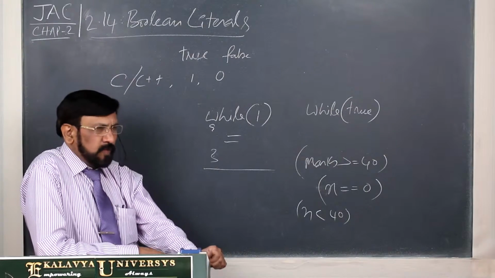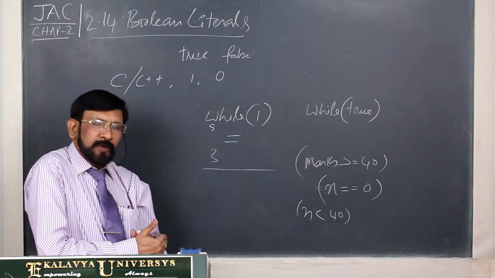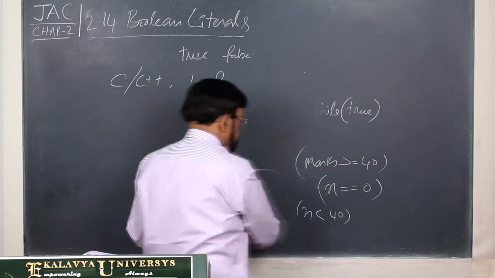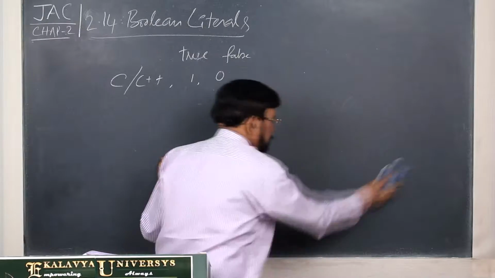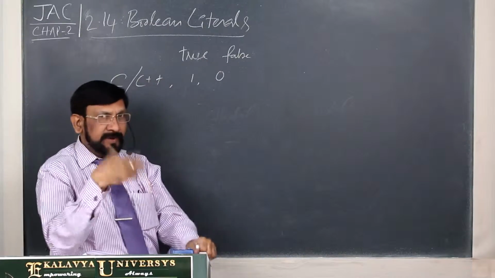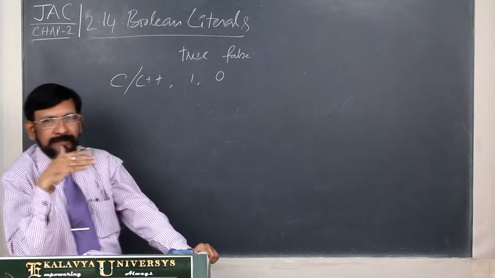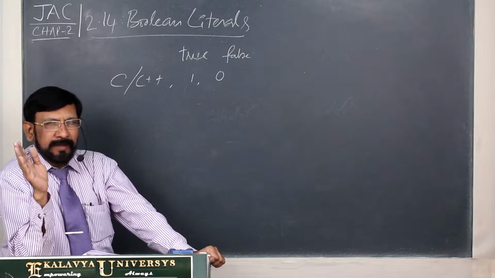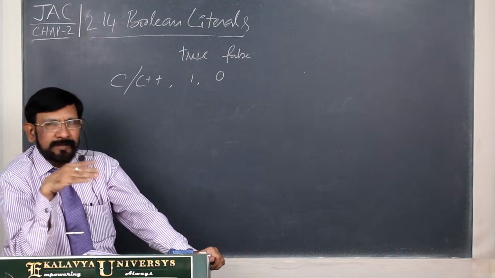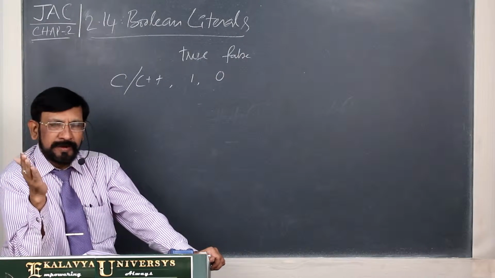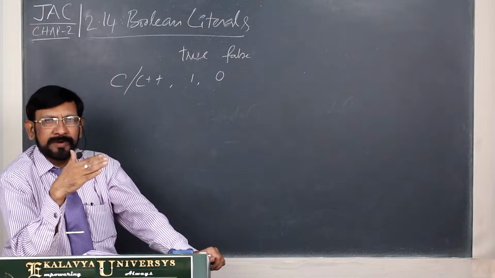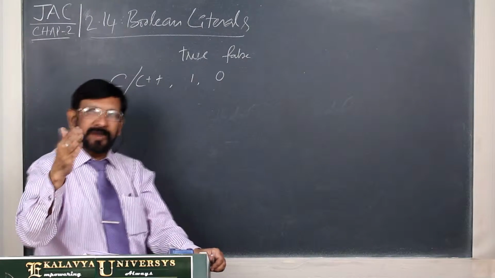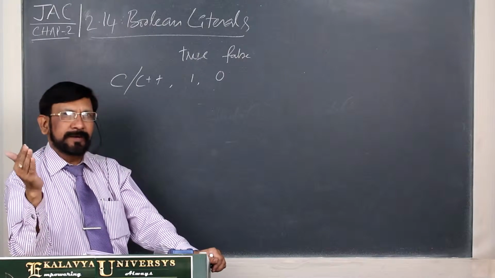Finally, regarding Boolean expression, one very important point I have to tell you. As far as other types are concerned, suppose character, integer: character type can be converted into integer type, and integer type can be converted into character type. In that way, one type can be changed to another. Suppose a floating point is there, it can be converted into integer. Then whatever the fractional value is, that is truncated, that is discarded.